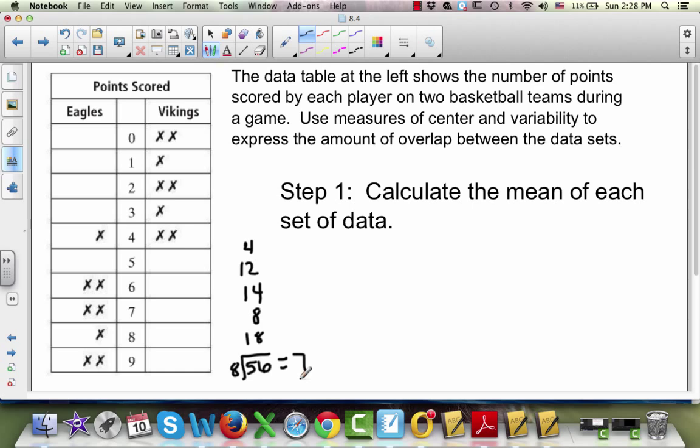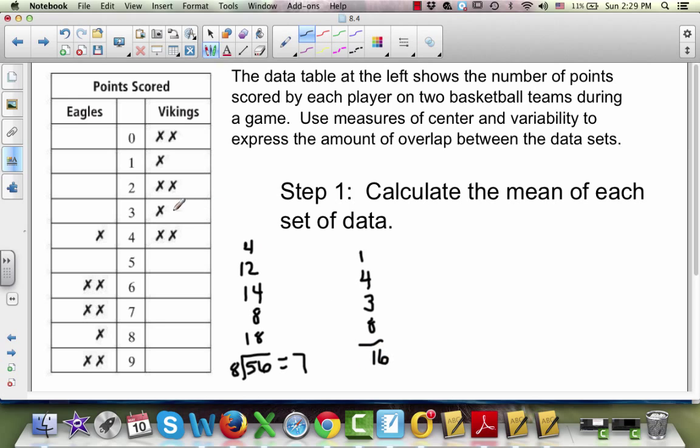So the mean of the Eagles' scoring is 7 points. Now we come over to the Vikings. The Vikings had two players who scored 0, so we don't put down anything. They had one player who scored 1, two players who scored 2 points, that's 4, one player who scored 3, and two players who scored 4 each, so that's 8. So we have 8, 11, 15, 16.